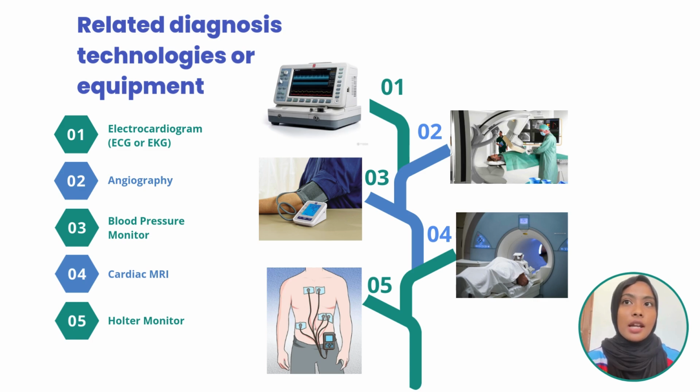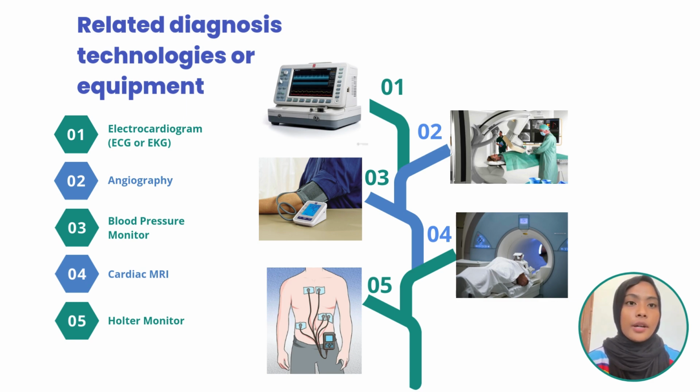Next is related diagnosis technologies or equipment. First is electrocardiogram (ECG). Records the heart's electrical signals to detect arrhythmia, heart attacks, and other heart conditions. Second is angiography. Uses contrast dye and X-ray imaging to visualize blood vessels and detect blockage or narrowing in arteries. Third is blood pressure monitor. Measures blood pressure to detect hypertension, an important cardiovascular risk factor.